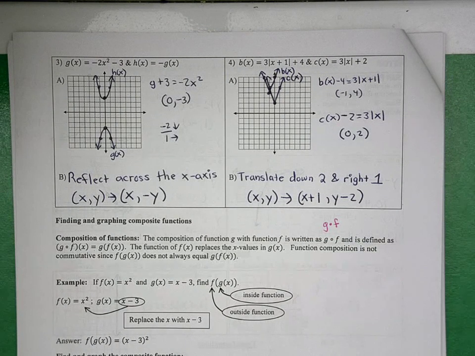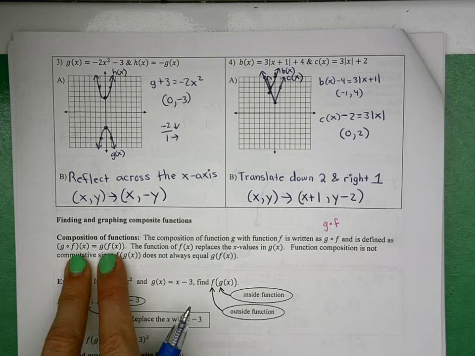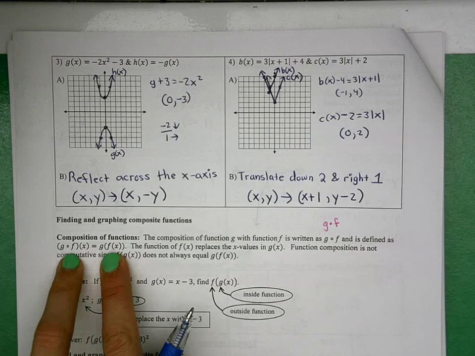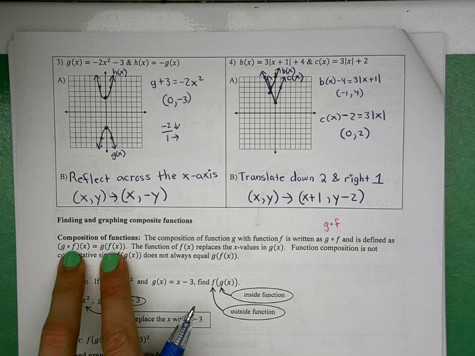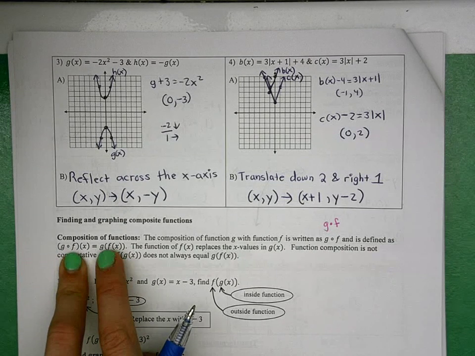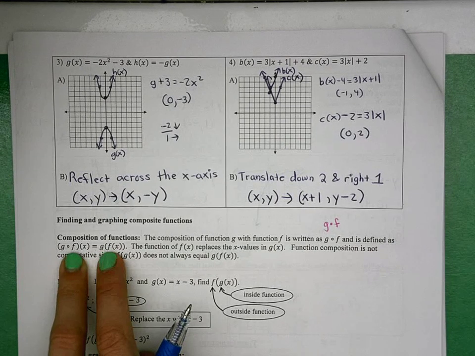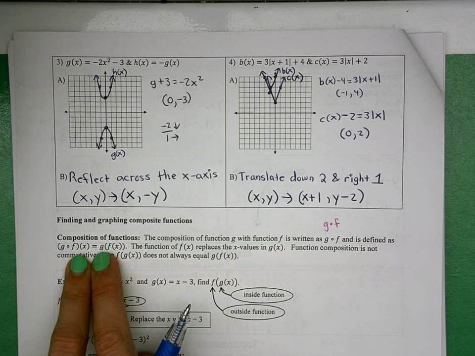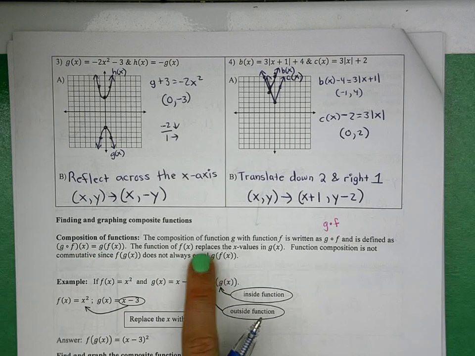And it's written kind of sort of two different ways. The first is with that little open circle idea. This is g of f. But the other way you could write it is like this, g of f, showing the f is inside g. And that's what this next sentence says. The function of f of x replaces the x values in g of x.